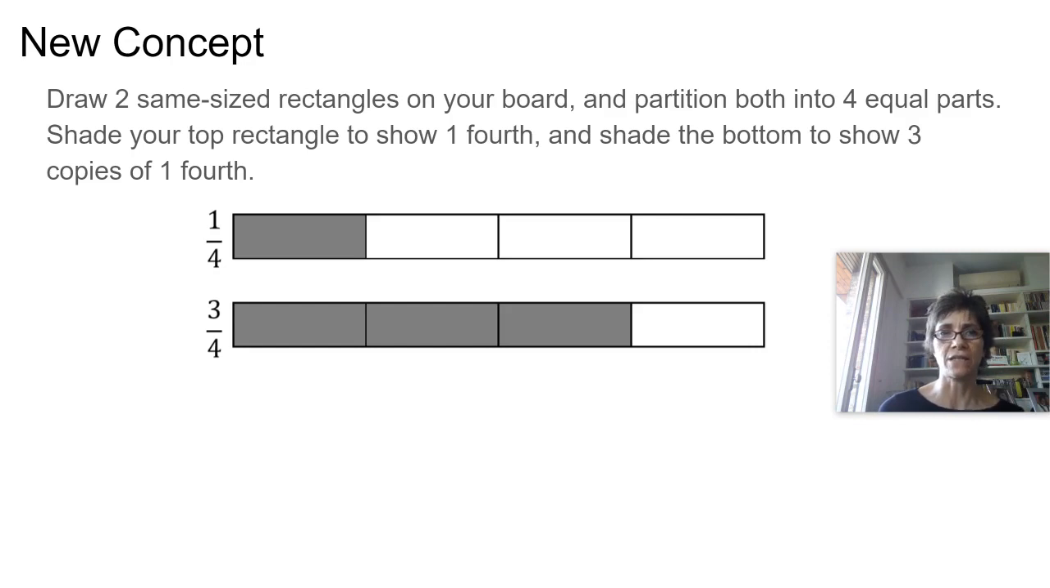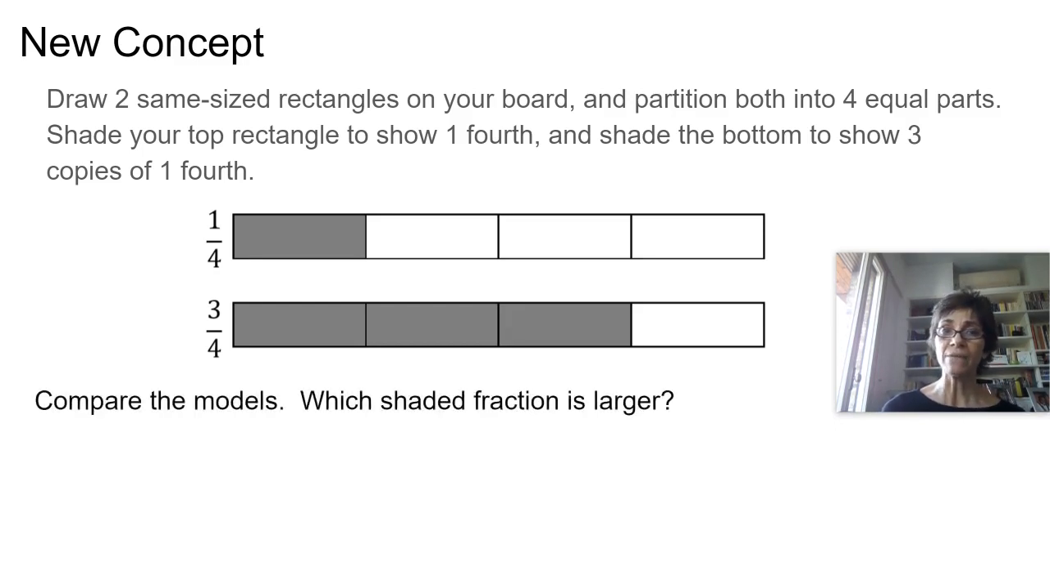Then you're going to shade the top rectangle to show 1/4 and you're going to shade the bottom rectangle to show 3/4, or 3 copies of 1/4. 3/4 is 3 copies of 1/4. 3 times 1/4, that's 3/4. Okay, so you should have a drawing more or less like this, okay?